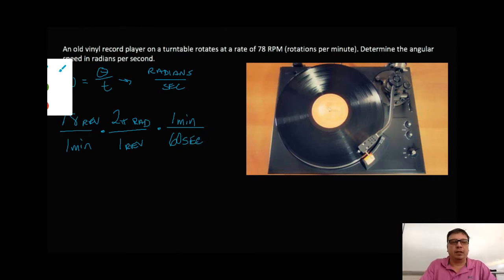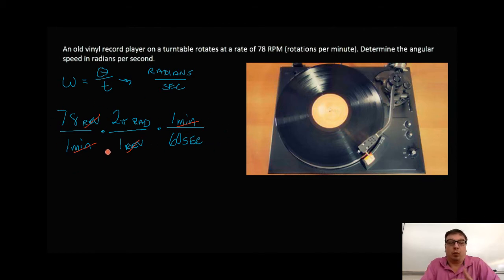I'm just going to change colors because it makes it a little bit easier to see the different things go by. So I've got a revolution here and that revolution, I've got minute here and that minute, they go away. So the nice thing is now I have everything written in terms of whatever we're looking for, which in this case is the number of radians per second. And again, this is the angular speed.